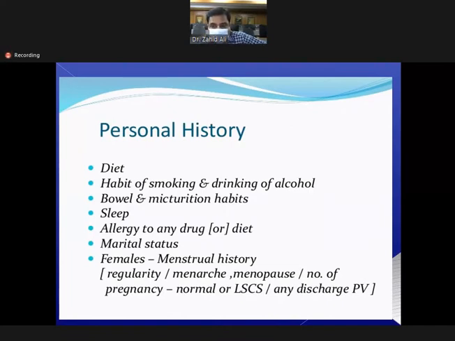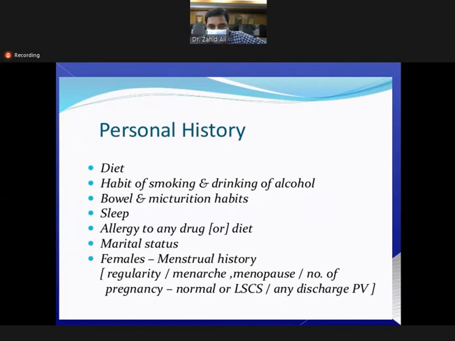And then ask about sleep, whether the patient has normal or abnormal sleep, whether he's able to sleep at night, taking normal sleep, yes or no, or he's awakening. This is very, very important. And then ask about marital status, whether the patient is married or not. And then in females, one should ask about menstrual history: regularity, menarche, menopause, number of pregnancies, and number of normal and cesarean sections. This is very, very important from your point of view and should be checked out.